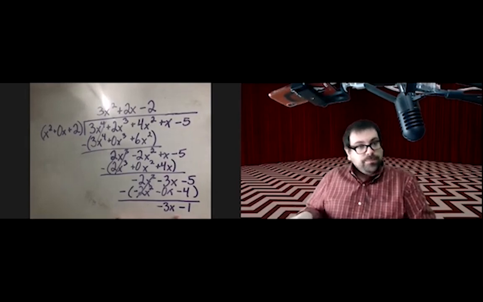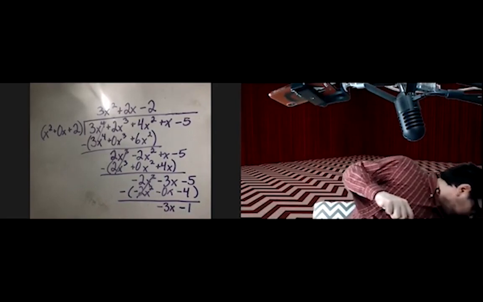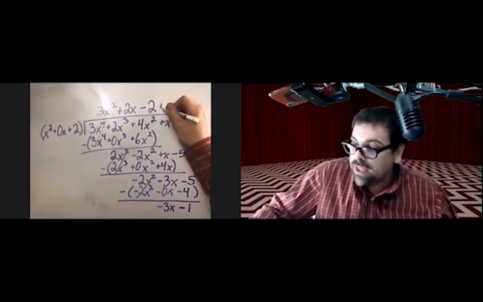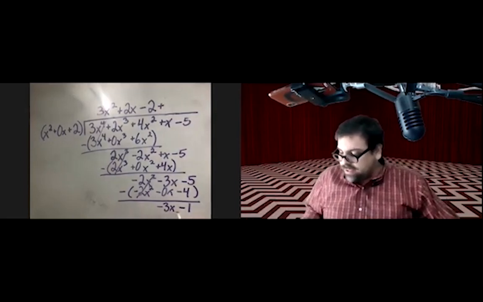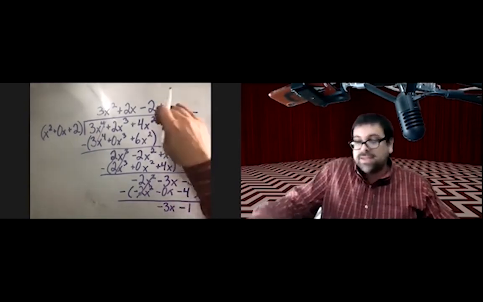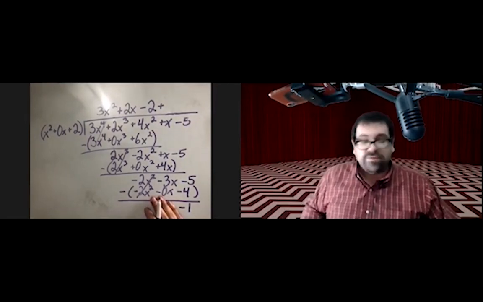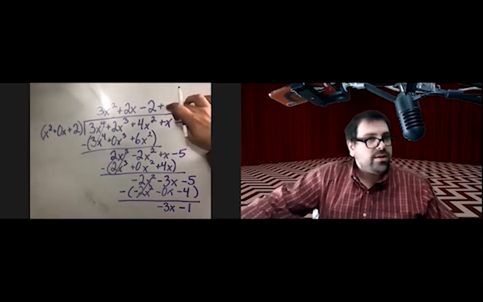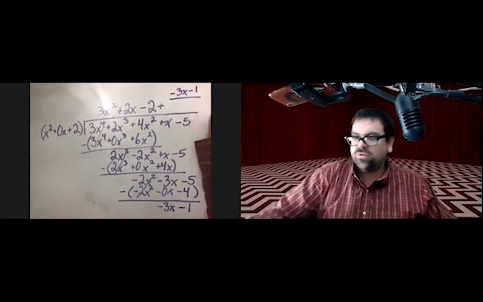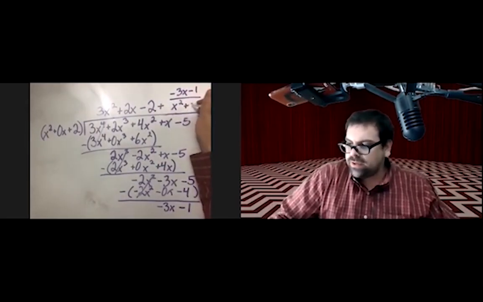Since this is a whole term, I'm still going to go ahead and write this as plus. I'm not going to take the minus because it's not just a single term. If this was just minus 3x, I'd put minus 3x over whatever. If it was just the minus 1, I'd put minus 1 over whatever. But since it's this whole thing, I'm just going to add on the remainder. I'm going to add on negative 3x minus 1 over what we're dividing by, and we can put it back to its shortened form. We divided by the x squared plus 2.